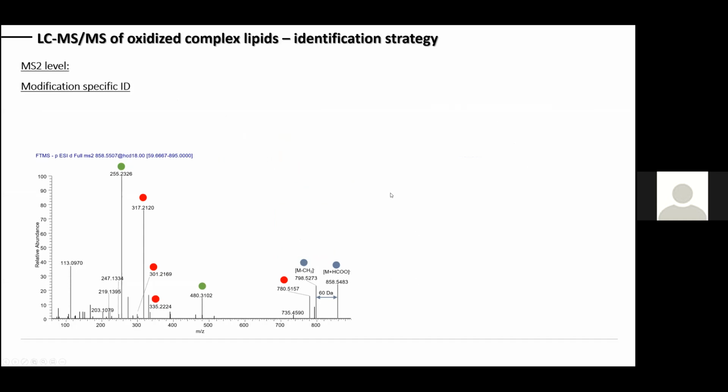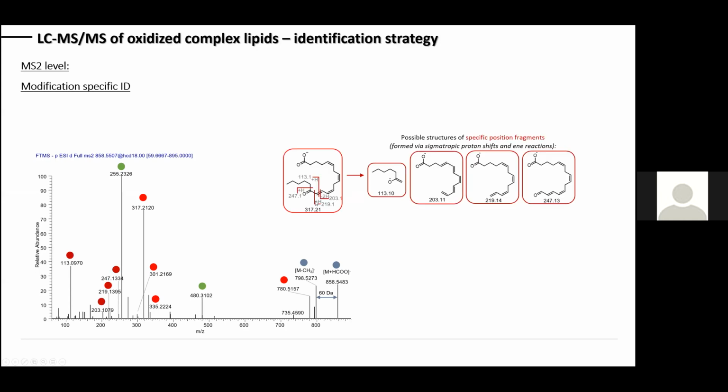When we are lucky enough and we have a good intense MS2 spectrum, we can even go further and look for the modification position-specific identification fragments. These fragments shown here in dark red are modification site specific, and we can follow the gas phase fragmentation reaction mechanism, for instance, of the hydroperoxide ion with the formation of the corresponding fragments. Having them present here, we indeed can say, okay, now we have phosphatidylcholine with this fatty acyl combination with a modification corresponding to the hydroperoxide at position 15.